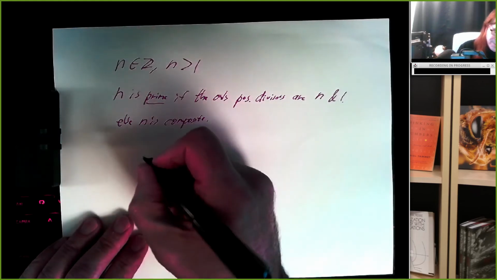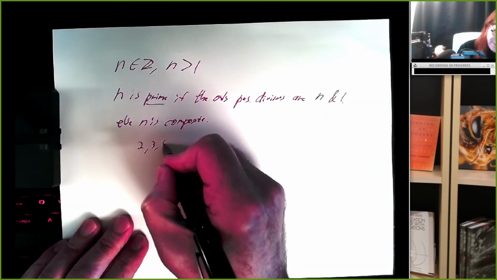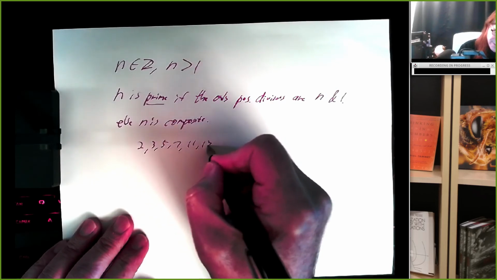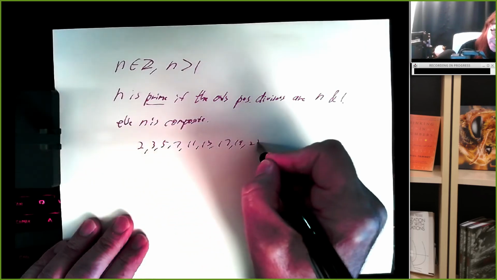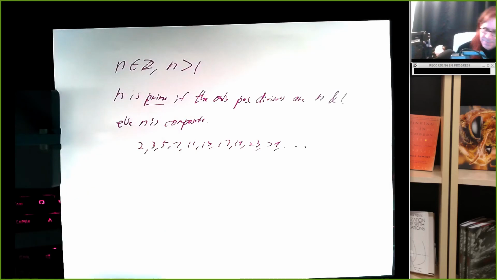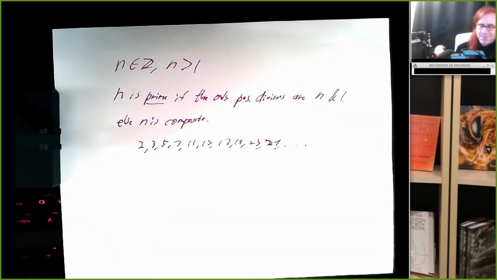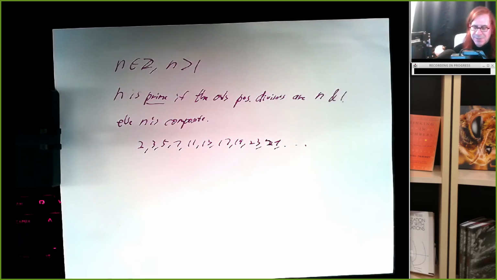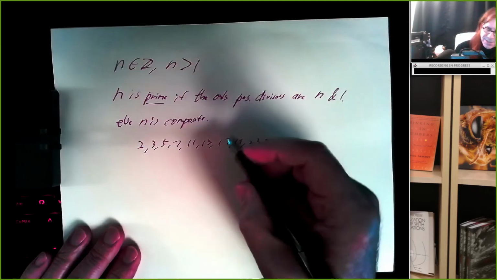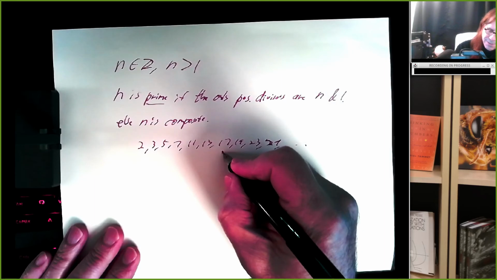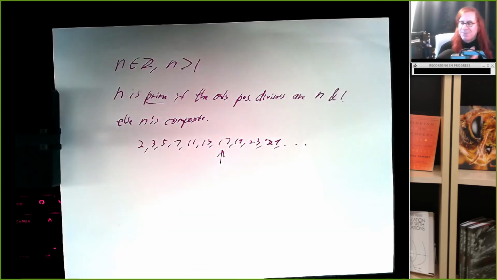So what are the prime numbers? 2, 3, 5, 7, 11, 13, 17, 19, and so on. And you can tell that these are prime by looking for divisors. So you can pick a number like 17. It's divisible by 1. It's not divisible by 2, or 3, or 4, or 5, or 6, or anything up through and including 16. It's divisible by 17. So that makes it prime.